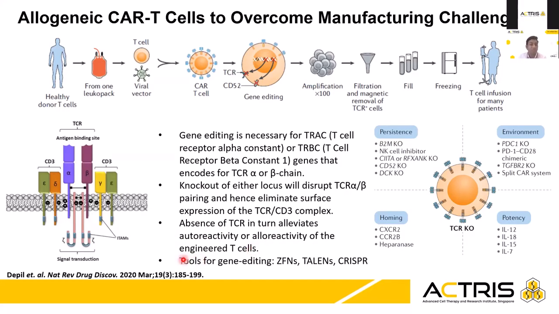To perform these edits, the gene editing tools that are widely used are zinc fingers, TALENs, and more recently CRISPR, which is becoming really prevalent in this field at this point in time. After you have done the gene editing, the cells go on for amplification, and then you do a final filtration step to remove cells whose TCR was not disrupted as a result of the inefficiency of the gene editing process. Then you have a CAR T cell product that can be used in an allogeneic setting.